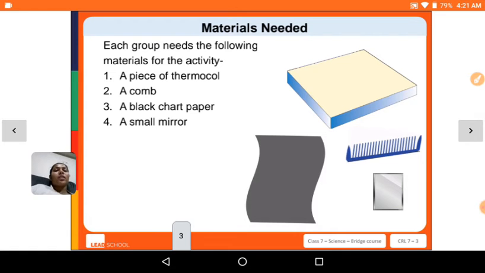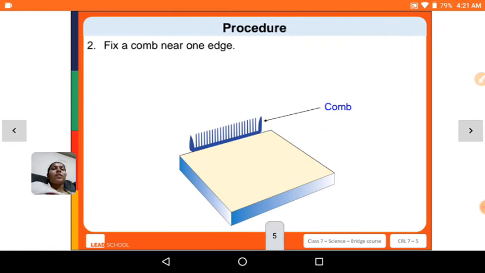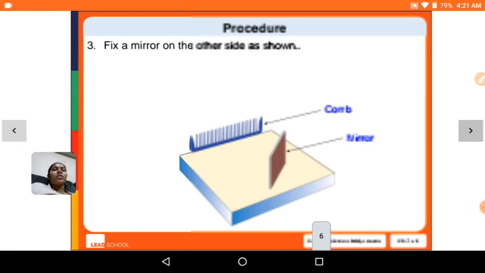Materials are thermocol, comb, black chart paper, and a small mirror. Okay, so what you first need to do: take a piece of thermocol, then fix a sheet of black chart paper, then fix a comb near one edge, then fix a mirror as shown in the figure.